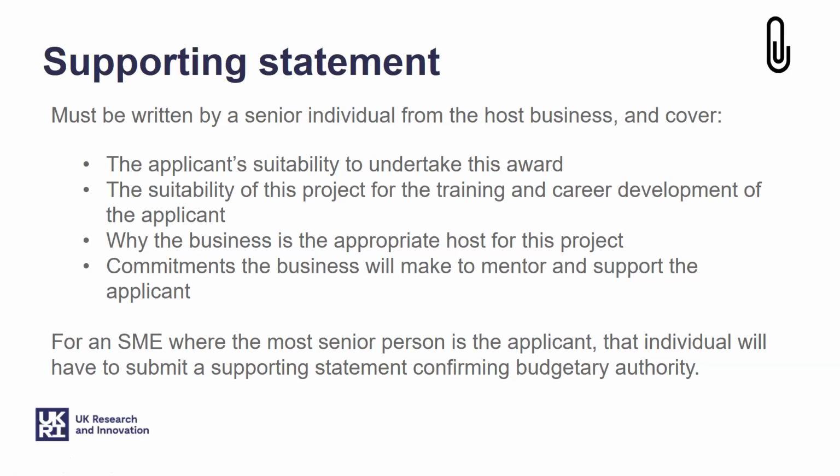And it should also include the financial contribution here. So this statement needs to be written by someone who can sign off the financial contribution that the business will be making to this fellowship. And for a smaller company where the most senior person is potentially the applicant, then it will have to be the same individual that submits the supporting statement confirming budgetary authority. So if you're the CEO of a small organisation and you're the applicant, then you can sign off the budgetary authority there. Equally, if you have a chief financial officer or someone who's in that role, they could do it too. So it's about highlighting the most suitable person in your organisation.